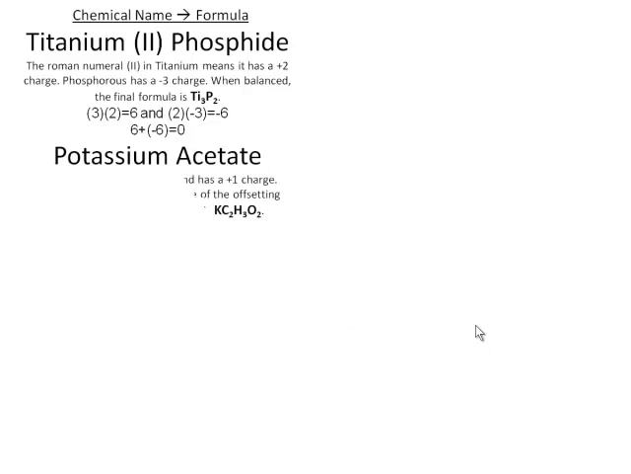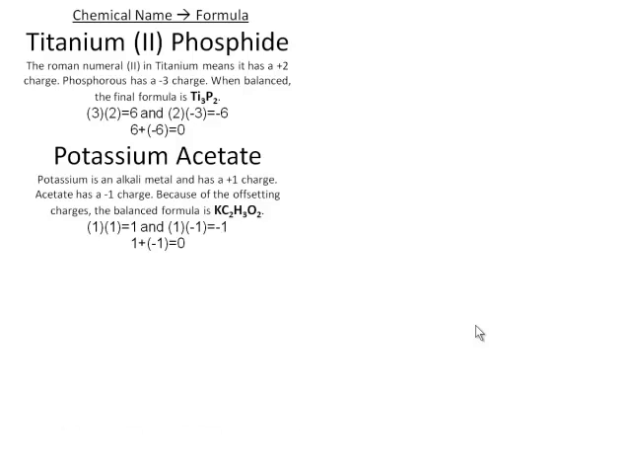Potassium acetate is going to be our next example. Potassium is in the first column of the periodic table in the alkali metal category and has a +1 charge. Acetate, or C2H3O2, has a -1 charge. Because of the offsetting charges, the balanced formula is KC2H3O2. Now, 1 ion of potassium with a +1 charge equals 1, and 1 ion of acetate with a -1 charge equals -1. 1 plus -1 equals 0, meaning this is correct.